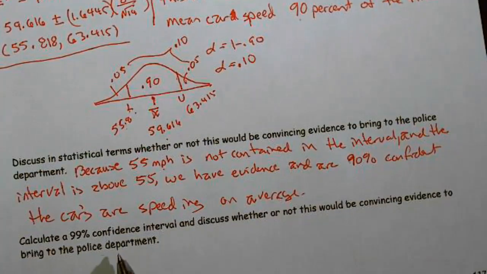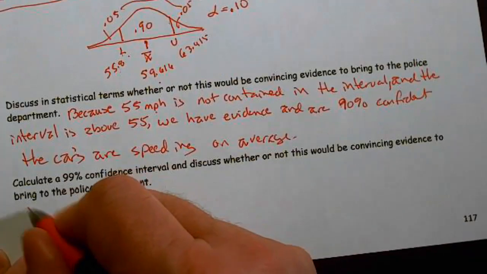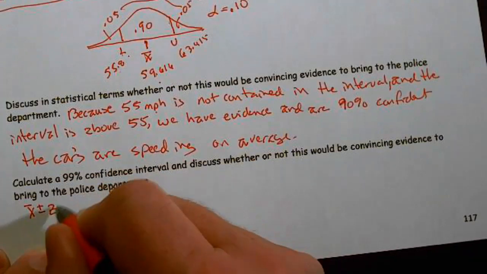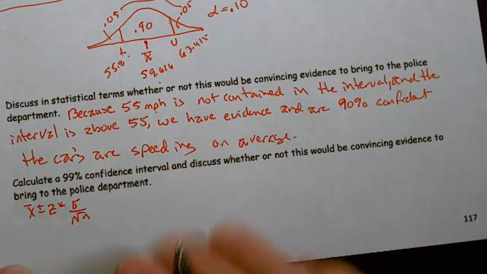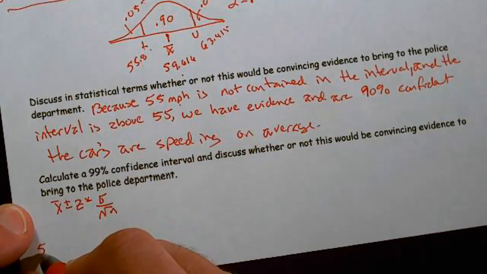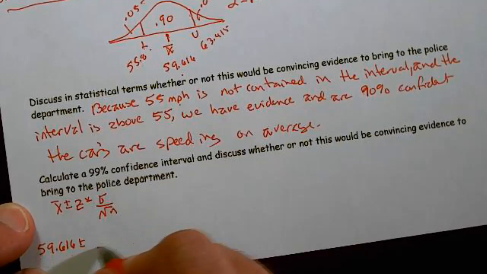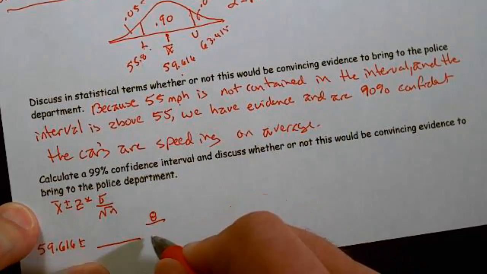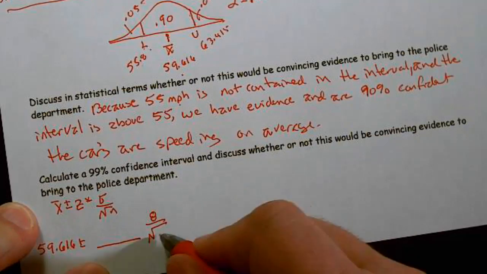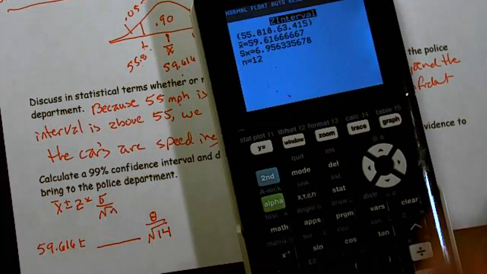So it says now calculate a 99% confidence interval and discuss whether we could take it. Well, we're going to write X bar plus or minus Z star, and we're going to have sigma divided by the square root of n. Well, we know X bar from above was 59.616. We're going to skip the Z star for just a moment, so leave a space for it. We said the standard deviation of the population was 8, and we had a sample of size 14. All right, so we're going to rerun this thing, but I need to get Z star first.